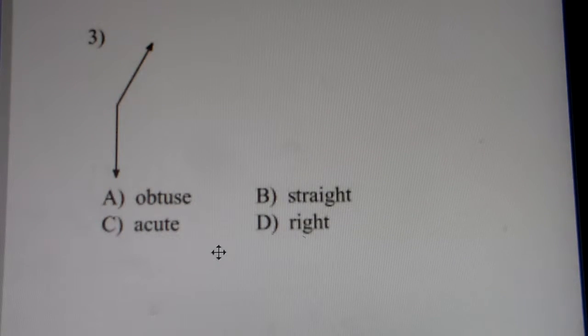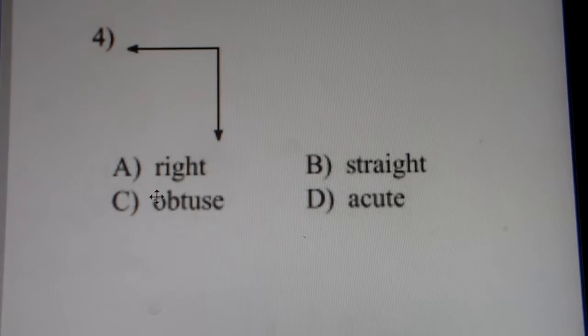Number 3, here's an example of an obtuse angle. This angle right here is bigger than 90 degrees, so it's an obtuse angle. Number 4 here is an example of a right angle, a perfect 90-degree right turn. Or if you're going up and to the left, it's a perfect left turn. And that is considered a right angle.